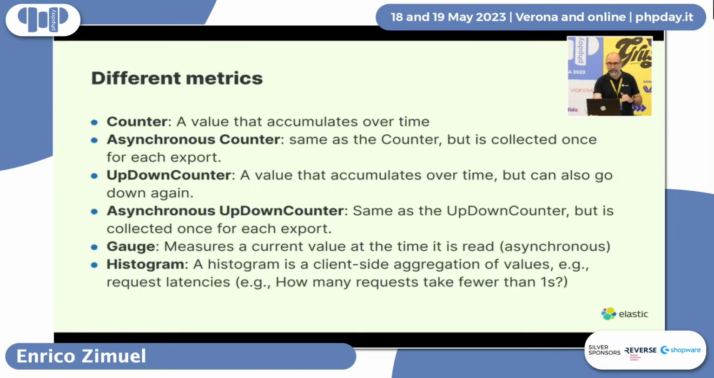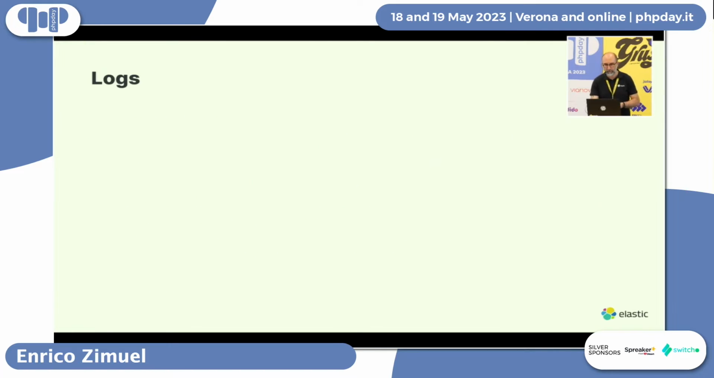You have also an up-down counter, so a counter that can increase or decrease depending on your use cases. There is basically an asynchronous measurement, like, I don't know, at this exact time, I have this CPU usage, I have this memory allocation. And you can have also a histogram, so basically collecting all this information together.